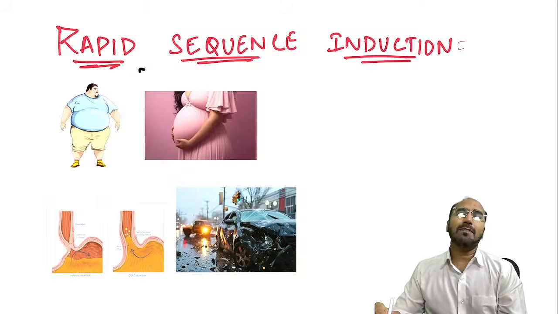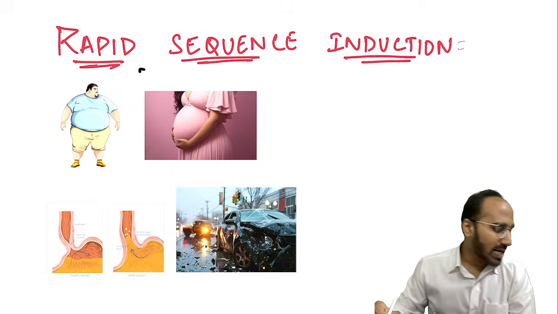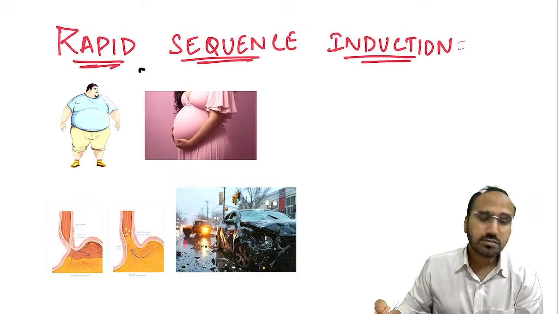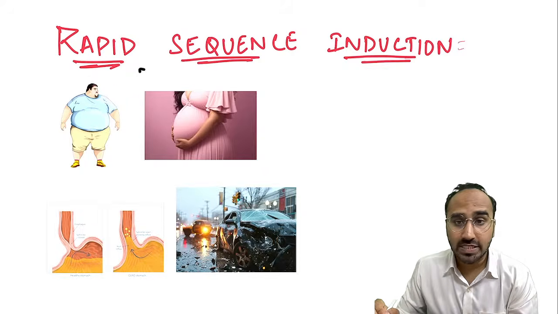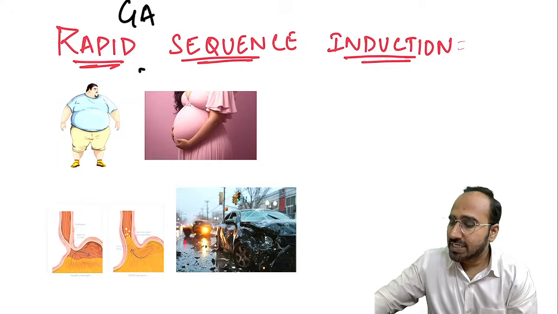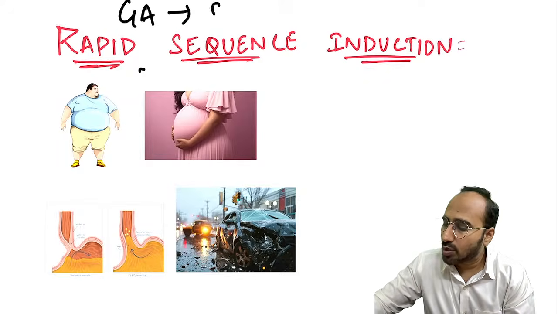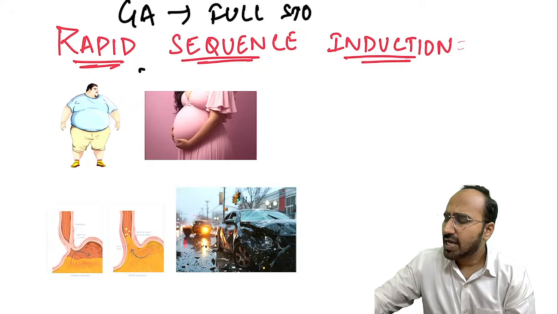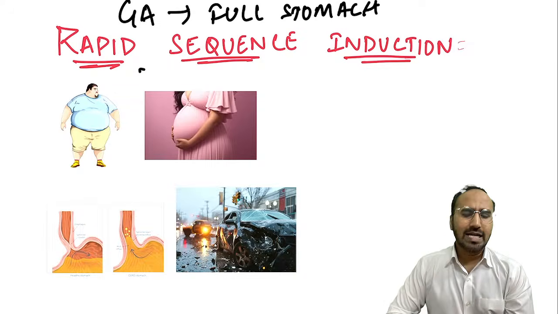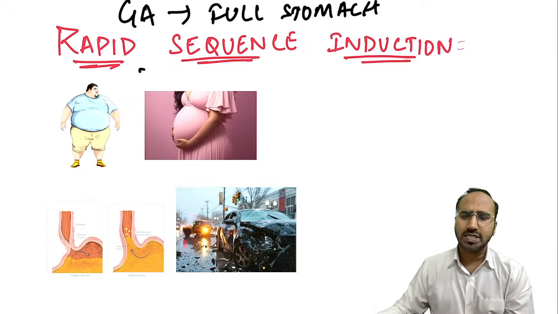Next is what, guys? Rapid sequence induction. Have you heard about rapid sequence induction? Rapid sequence induction is nothing but general anesthesia given to a patient who has a full stomach. Now, which patients are considered full stomach? Obese patients, pregnant ladies, GERD, hiatus hernia, emergency surgeries. All these patients are full stomach.